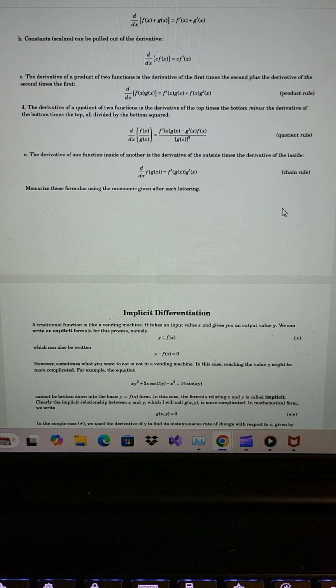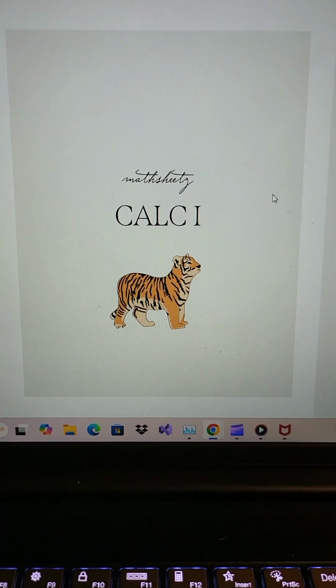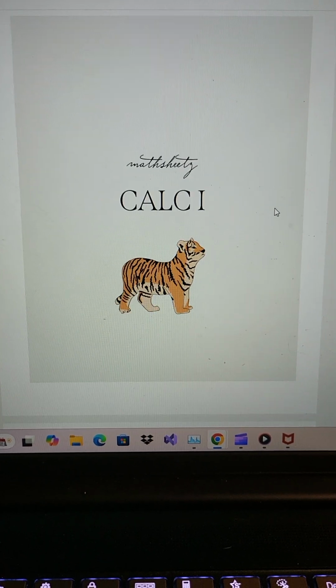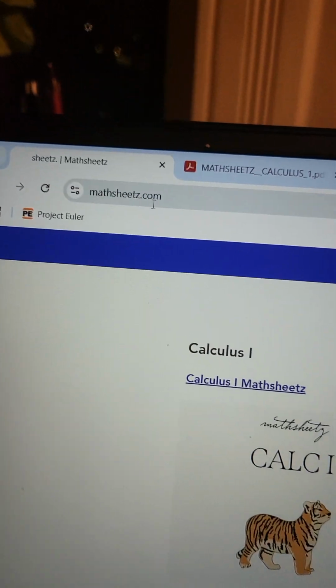So yeah, please check this out. I really spent a lot of time on this. I really want to help people learn calculus, and I really put a lot of effort into this. So yeah, you can just find it for free at this website, mathsheets.com.